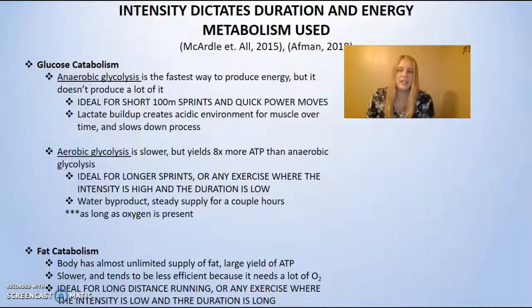Then we have fat catabolism. The body has almost an unlimited supply of fat, and as we saw, the amount of ATP yielded from one fat molecule is really, really large. This system is super slow though, and it tends to be less efficient than the carbohydrate breakdown because it needs a lot of oxygen. This is a system that's ideal for long distance running or any sort of exercise where the intensity is low and the duration is longer.